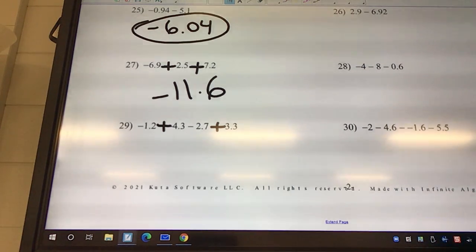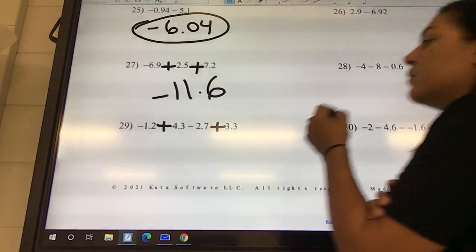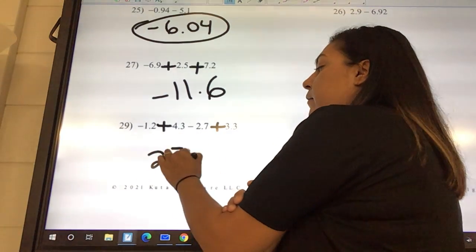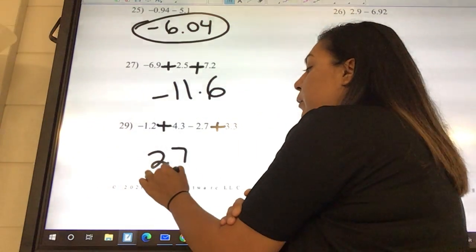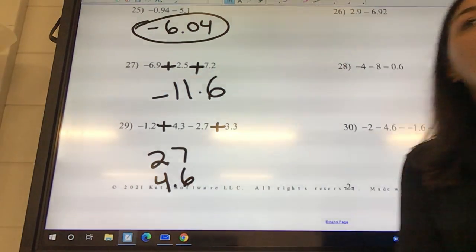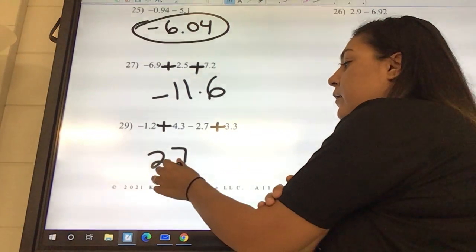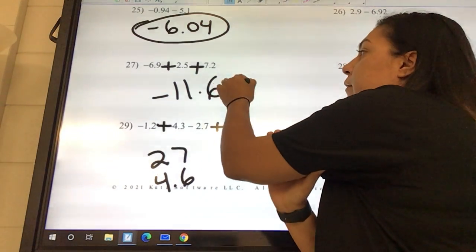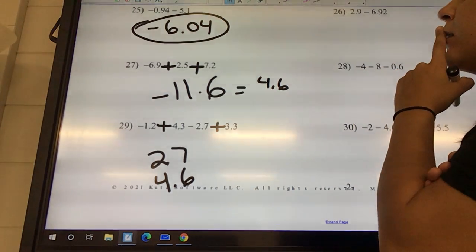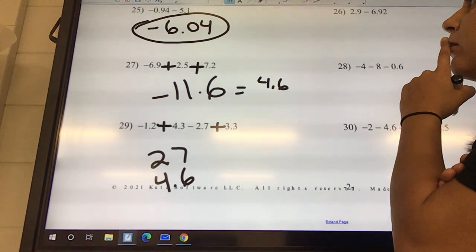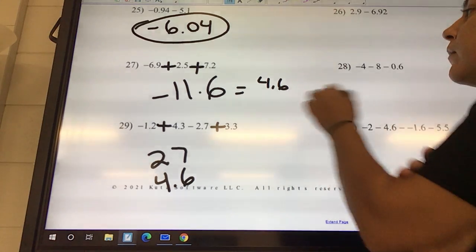What you got? 27 might be wrong. 27? Yeah. No decimals? I think it's supposed to be 4.6. You say 4.6? I got 427. This one? 27's wrong, because the first number is negative. Okay. I got 2.8. 2.8.